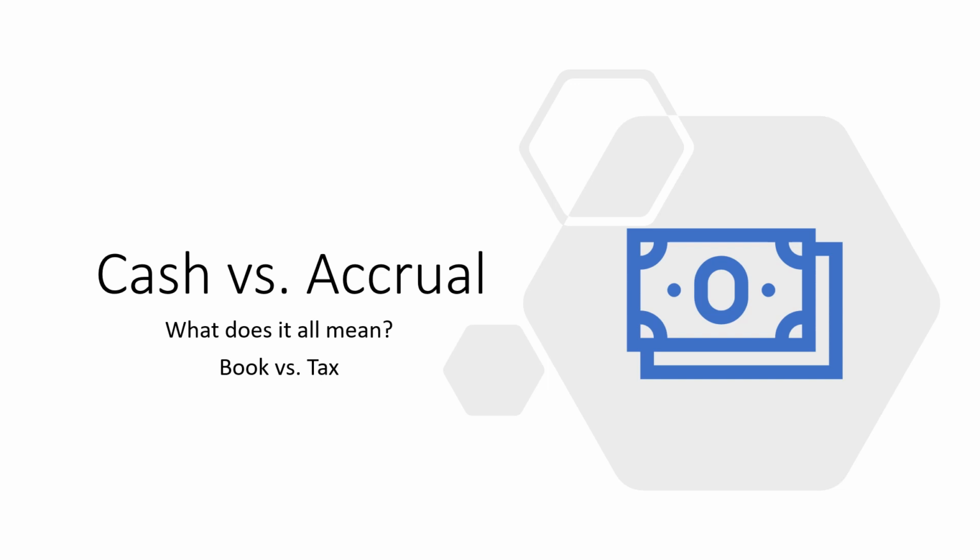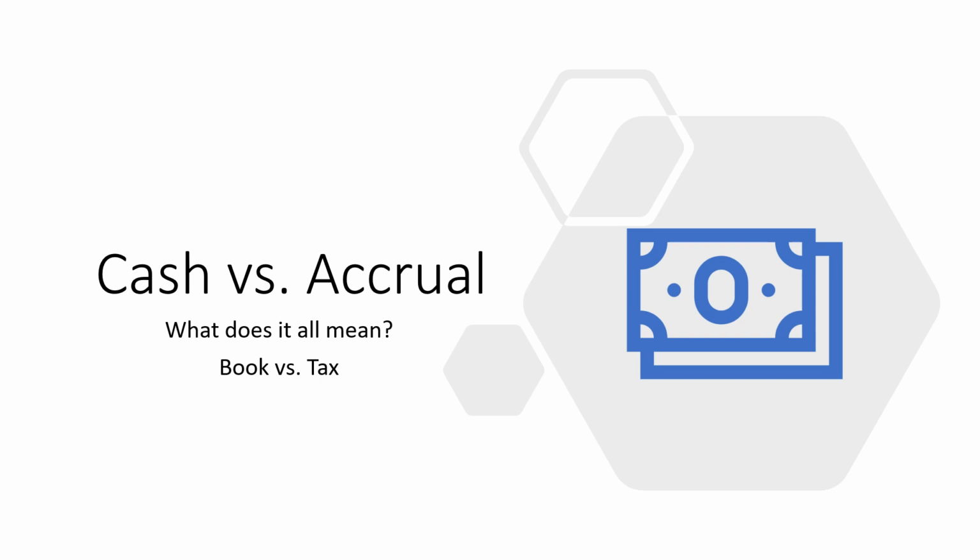Cash versus accrual. What does it all mean? Cash basis accounting and accrual based accounting is only a sales and expense timing difference. Cash basis accounting records sales and expenses when money is received or paid. Accrual based accounting records sales when they are invoiced, not paid, which is known as accounts receivable. And it records bills when they are received, not paid, such as accounts payable.